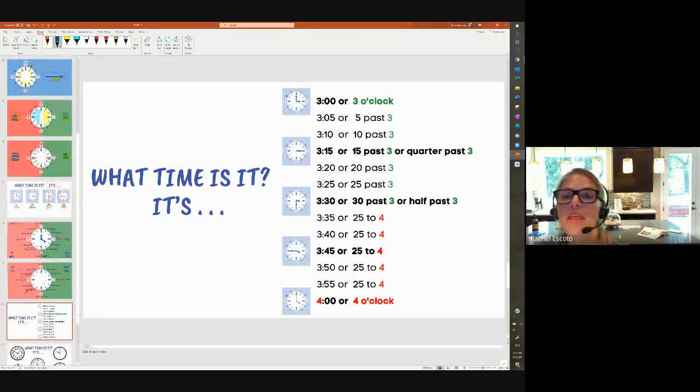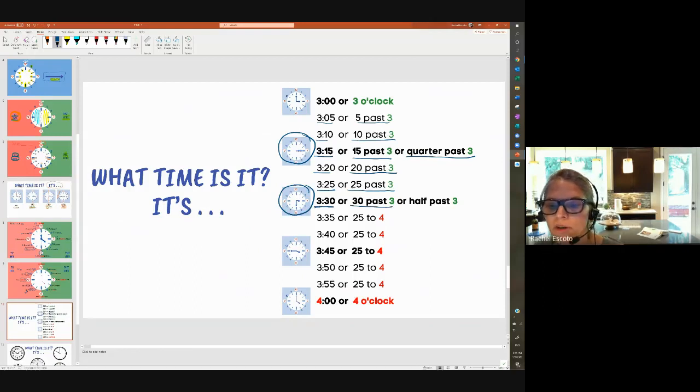Another example. 3 o'clock, 3:05 or 5 past 3, 3:10 or 10 past 3, 3:15 or 15 past 3, or quarter past 3, right? This one here. Then we get 3:20 or 20 past 3, 3:25 or 25 past 3. Then we get to half, 3:30 or 30 past 3 or half past 3.